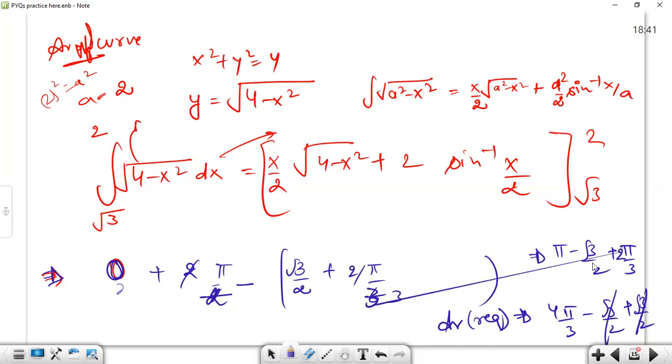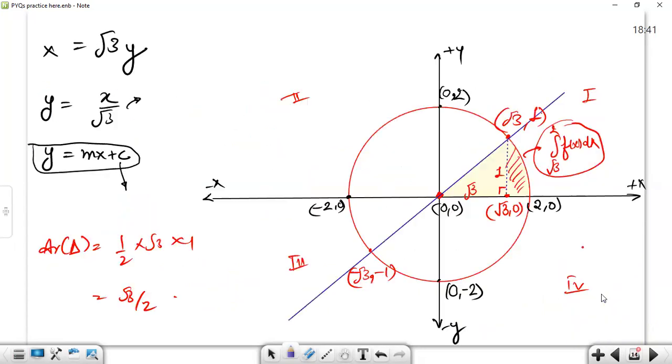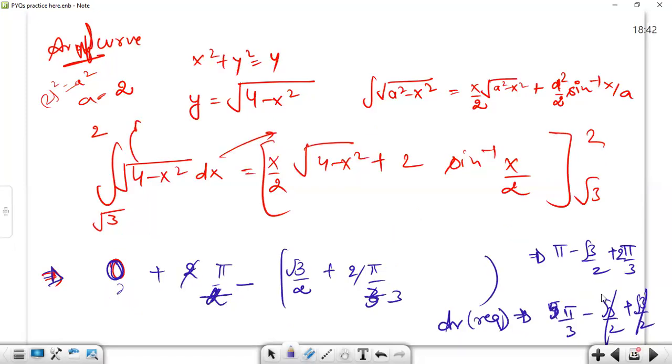So here it will become 2 pi by 3, 2 pi by 3 plus 3 pi by 3, which will be 5 pi by 3. Now, minus root 3 by 2. So it should still be 5 pi by 3 minus root 3 by 2, and the area of the right angle triangle is root 3 by 2. So it should be like this only.